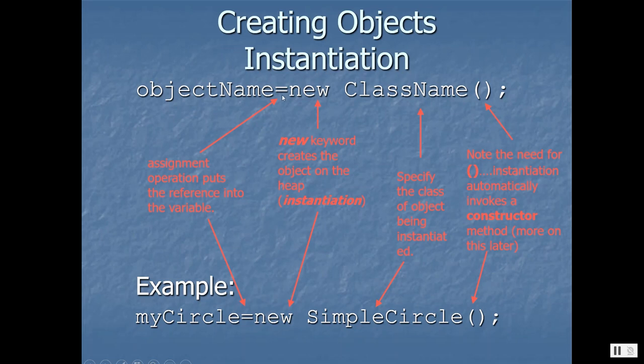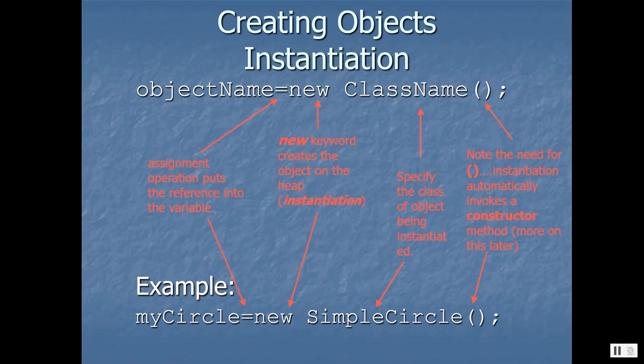So the right-hand side of any assignment operator is an expression. So what did this expression do? It created an instance of the SimpleCircle class on the heap, and then it returns a value which is the reference to that instance on the heap, and we can use our assignment to assign that reference into our variable. And you've done that before. You've done it both with arrays and with scanners, and we'll see it with other things as well.